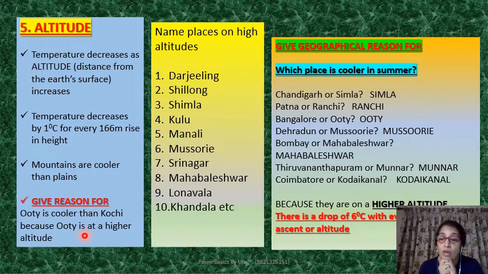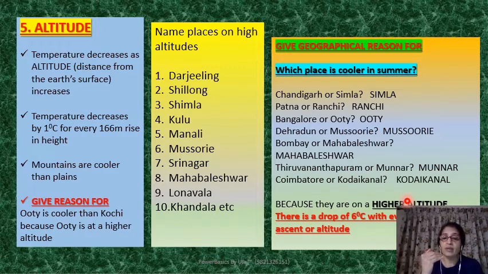So name places on higher altitudes in India. There are many. I put a few here. Darjeeling, Shillong, Shimla, Kulu, Manali, Mussoorie, Srinagar, Mahabaleshwar, Lonavala, Kerala, all are at a higher range. Okay. Give a geographical reason. Which place is cooler in summer? Chandigarh or Shimla? Shimla. Patna or Ranchi? Ranchi. Bangalore or Ooty? Ooty. Dehradun or Mussoorie? Mussoorie. Bombay or Mahabaleshwar? Mahabaleshwar. Thiruvananthapuram or Munnar? Munnar. Coimbatore or Kodaikanal? Kodaikanal. Why? Because all the choices you have made are at a higher altitude.